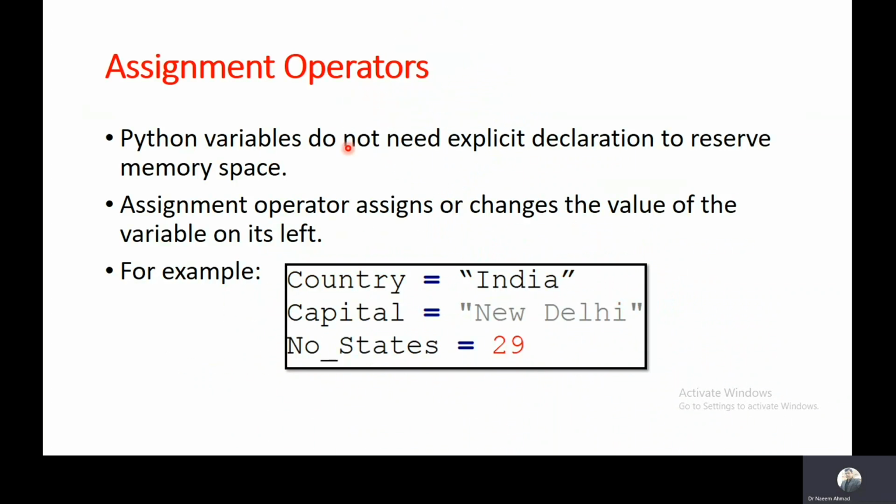Python variables do not need explicit declaration to reserve the memory space. When we want to create a variable and reserve the memory space in Python, we just assign a value to a variable. For this purpose, we use the assignment operator that assigns or changes the value of the variable on its left side. For example, here I have created three variables, country, capital, and no_states, by assigning their values on the right side with the help of the assignment operator.